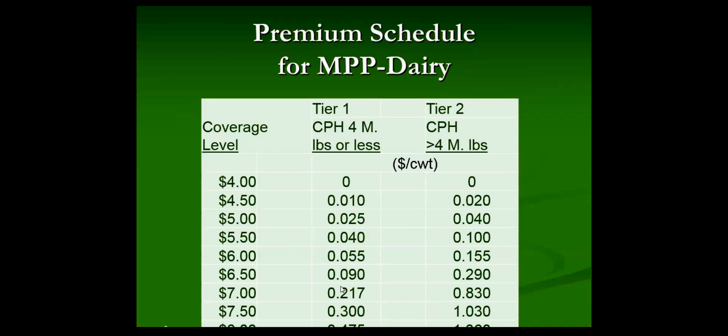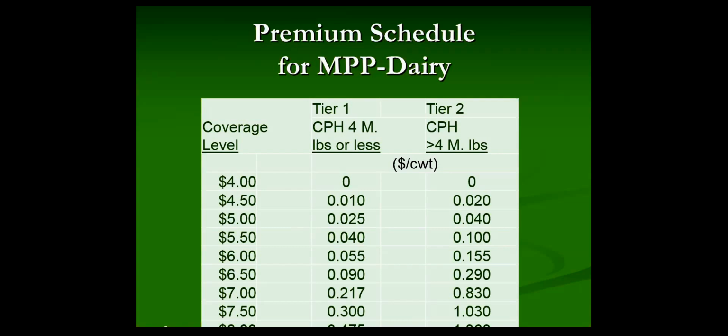And if we go to $7, look at the change here. Now all of a sudden we have almost 22 cents, 23 cents of increase to go from $6.50 to $7 on tier 1. If you go up tier 2 and look at the change from $6.50 to $7, that's 54 cents. So for the pounds of milk over 4 million pounds of coverage, from $6.50 to $7, that 50 extra cents costs you 54 cents. Okay, so think that through.